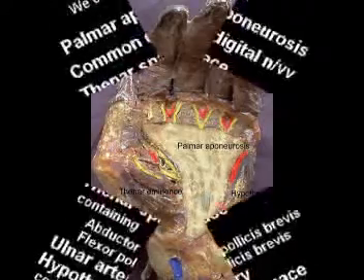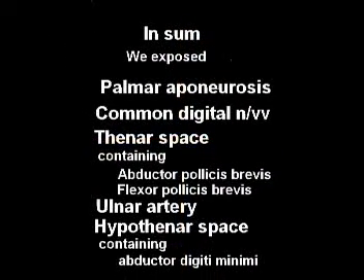In sum, we have exposed the palmar aponeurosis, common digital nerves and vessels, thenar space, which contains two muscles at this stage, abductor pollicis brevis and flexor pollicis brevis, the ulnar artery, and the hypothenar space, which contains only one muscle, the abductor digiti minimi.